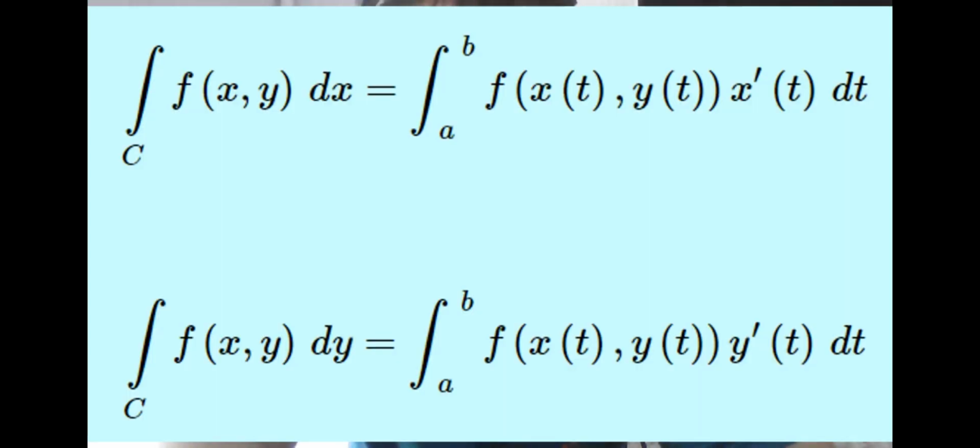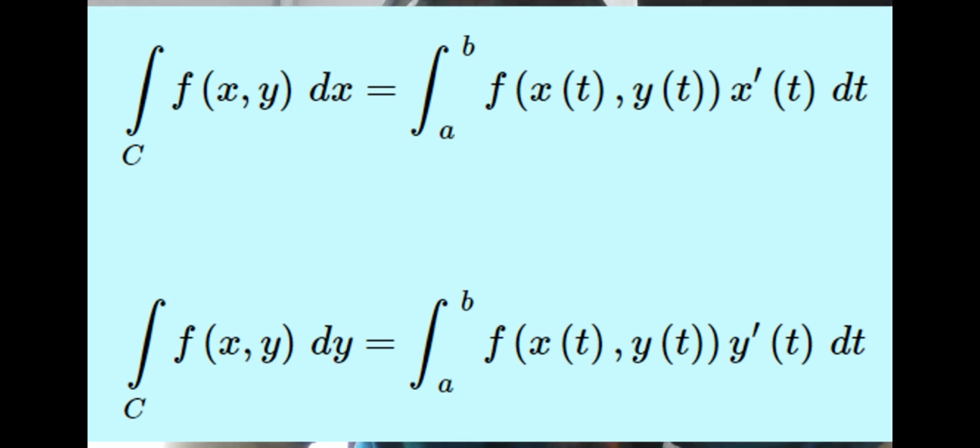The formula for a line integral with respect to change in x is f of x of t, y of t, times the derivative of x of t with respect to change in the parameter t. The line integral with respect to y is about the same thing, except we use y for the derivative and change of y that we are integrating with respect to.